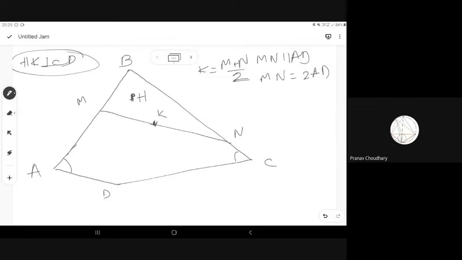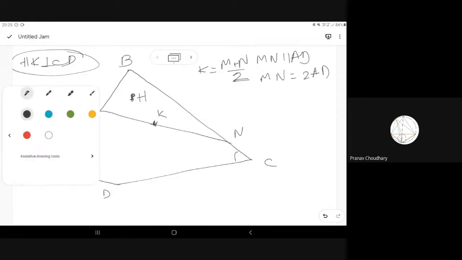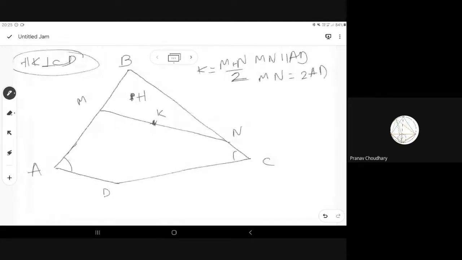Okay. Any ideas? I'm not sure if this works, but maybe extend ND to meet AB at some point T, and then somehow use the midpoint theorem. Okay, what are you suggesting? Just ND, not CD. Oh yeah, this is the same line. Yeah, and now just use the midpoint theorem somehow. Not sure if this works.